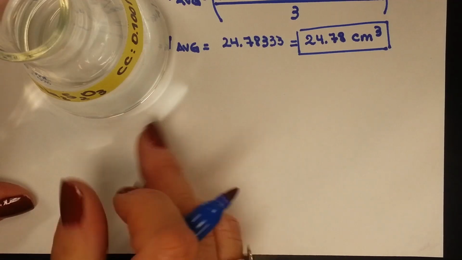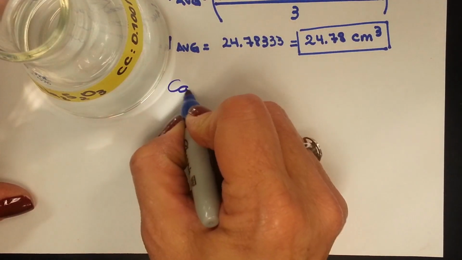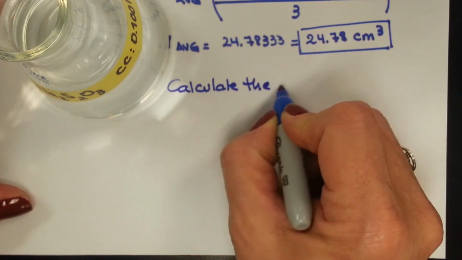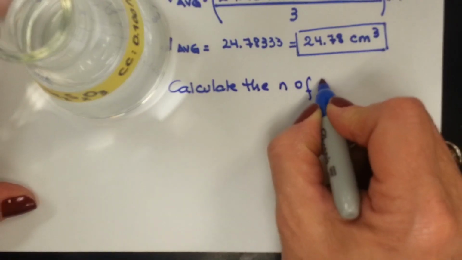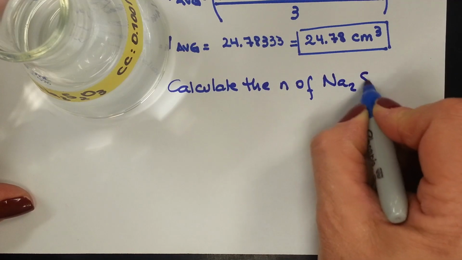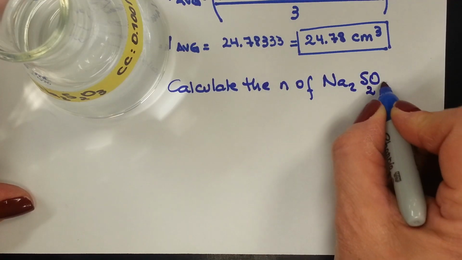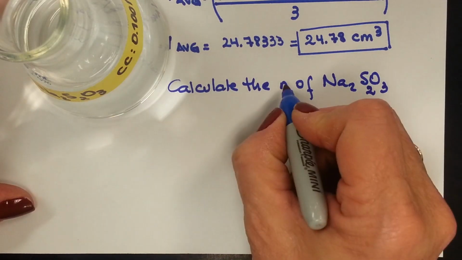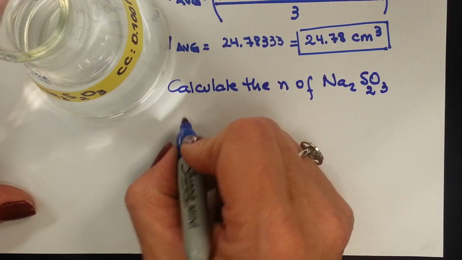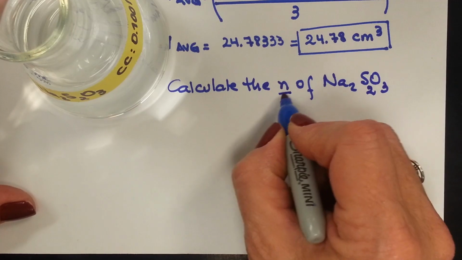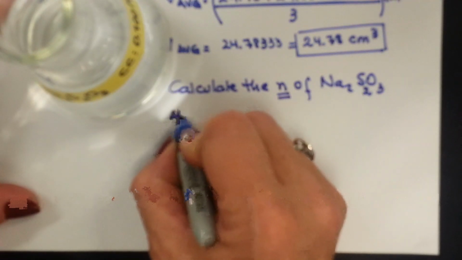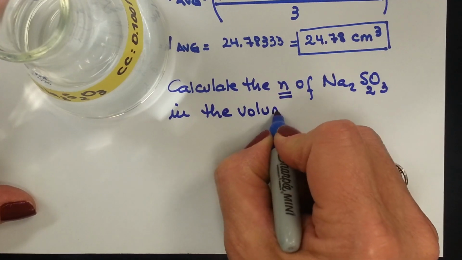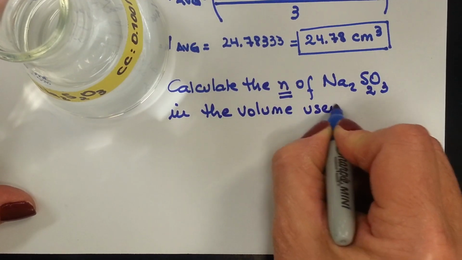So the first step that we are going to do is calculate the number of moles of sodium thiosulfate in the volume used.